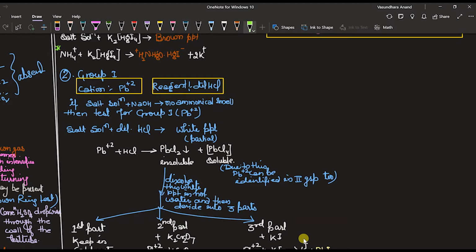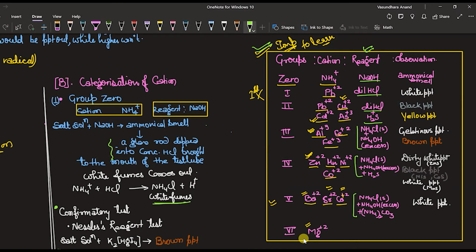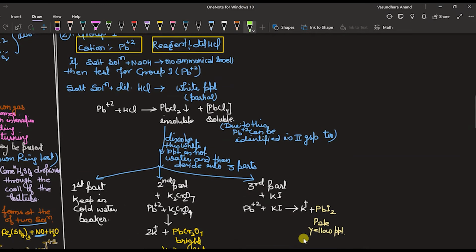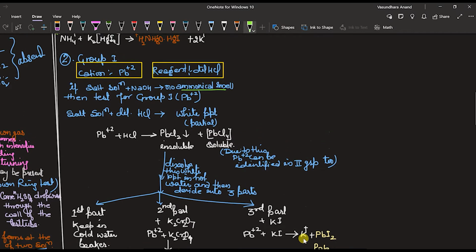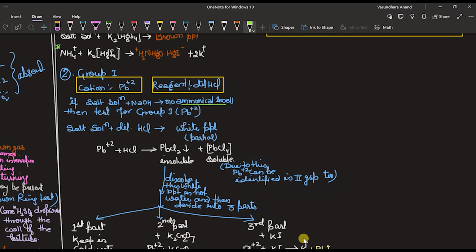Group 1: there is one cation, Pb plus 2, and the reagent is dilute HCl. This table is very important, so learn it. Salt solution plus NaOH, there is no ammonical smell, then we do the test of group 1, Pb plus 2. As I told you, the ammonical smell might not be observable, so just do the glass rod test. Dip a glass rod into conc HCl, bring it to the mouth of the test tube, and you will get white fumes. If you get white fumes, go for the confirmatory of ammonium, and if you are not getting white fumes, go for the group 1 test.